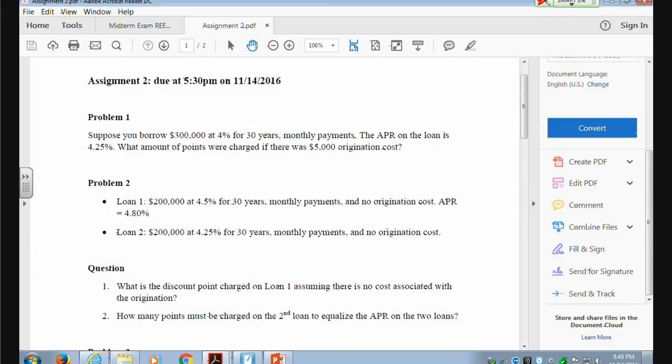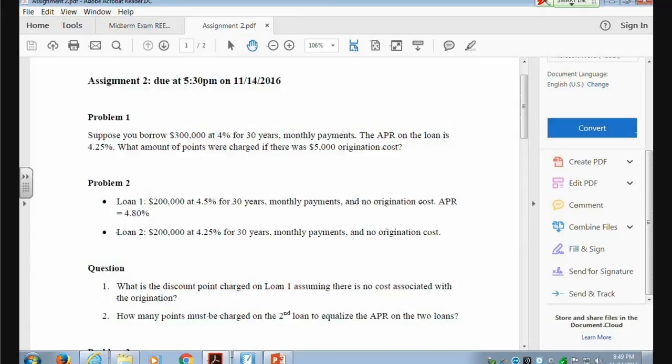So now what should you do? First calculate the monthly payment, then calculate the present value. Then $300,000 minus the present value minus $5,000 is the discount points you pay. Not 500,000, 5,000. Okay, so step 1, compute the monthly payment for this mortgage.